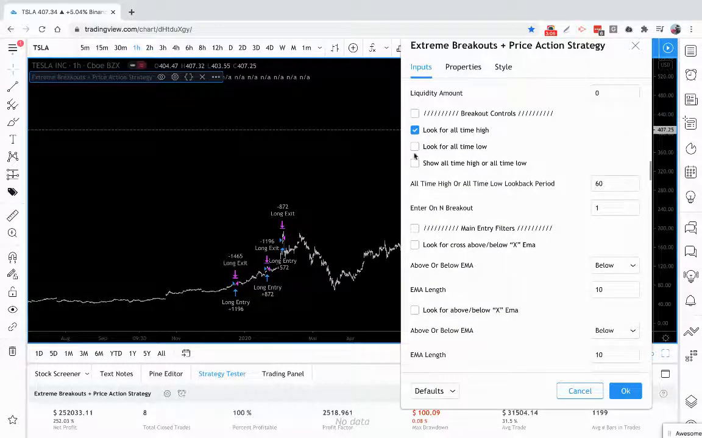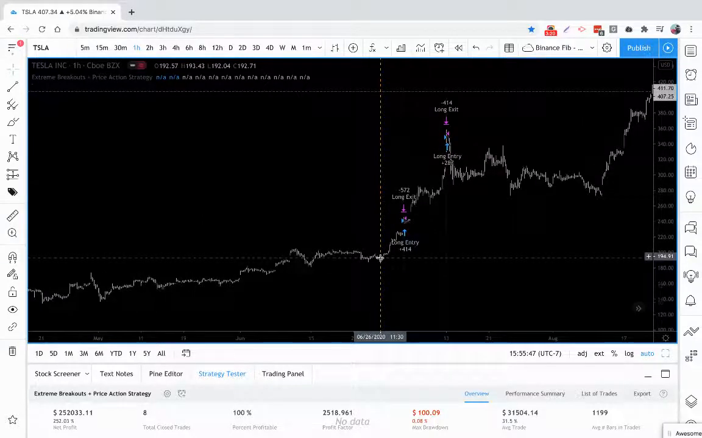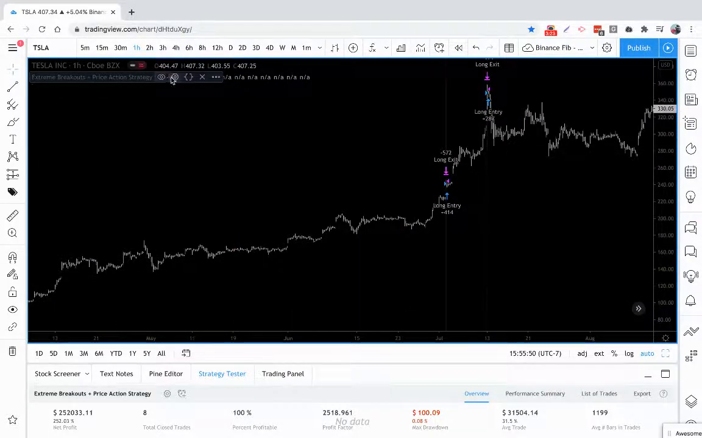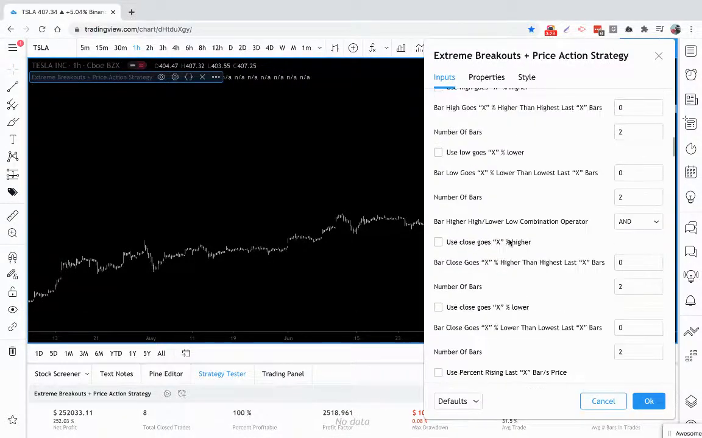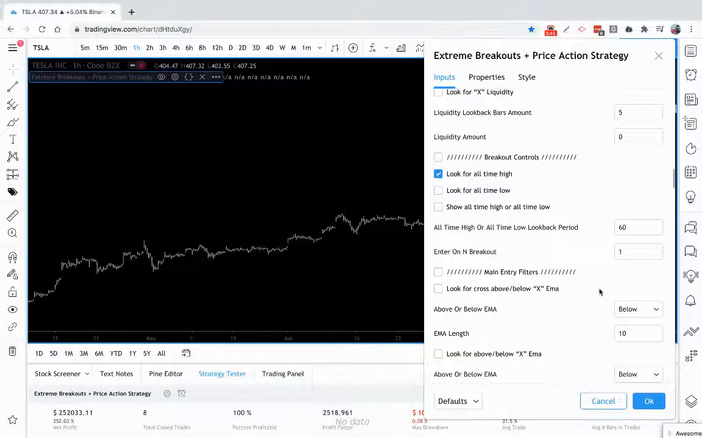And for the breakouts themselves, you can actually find all-time highs and all-time lows. You can also look for breakouts over a certain amount of bars. So like in this example, we're looking for breakouts that occur over the last 60 bars, so the highest price point in 60 bars breakout. You can definitely change those settings. It's whatever you want to input in here, any number. But you can look for all-time highs or all-time lows. You can look for breakouts over any certain amount of bars, or you can look for breakdowns if bars go lower than a certain amount of bars in the previous period.